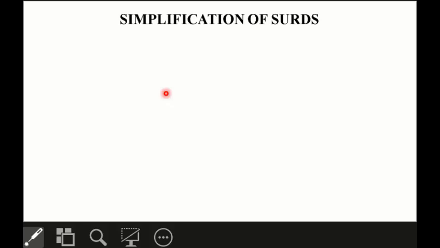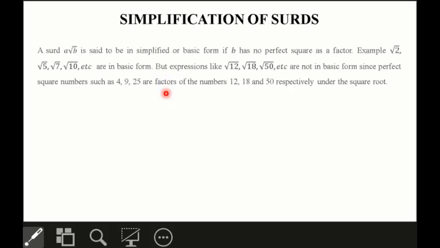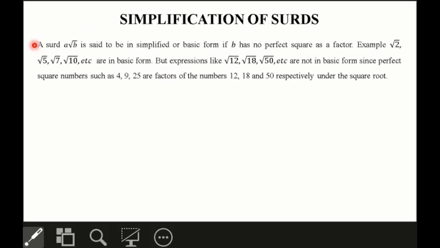So let's talk about simplifications of surds. When we talk about simplification, what do we want to imply? Let's see. We are saying that a surd A root B is said to be in a simplified or basic form if B has no perfect square as a factor.